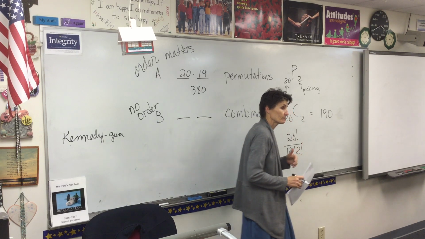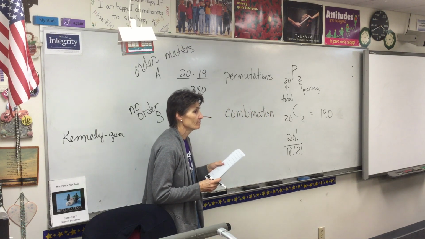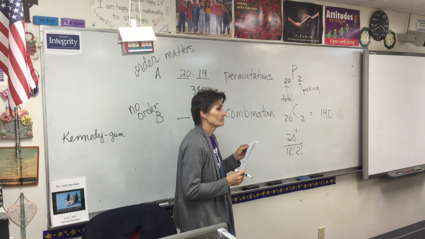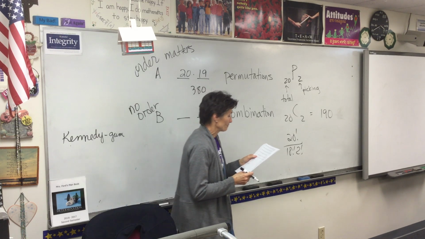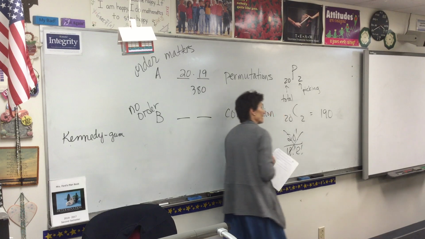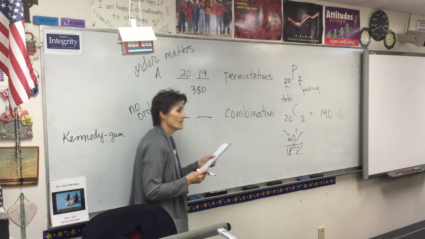So 20 being how many kids we have, 18 for how many we have left, and then 2 for how many we're choosing. Yes. Now let's look at 27. You don't need to worry about that. Look at number 27. Is it n minus r?